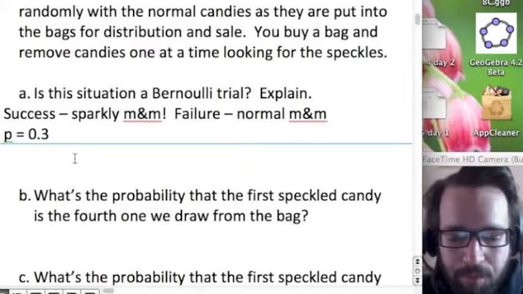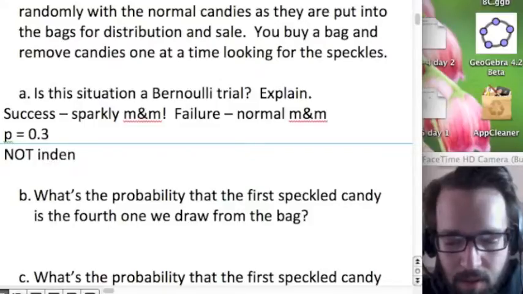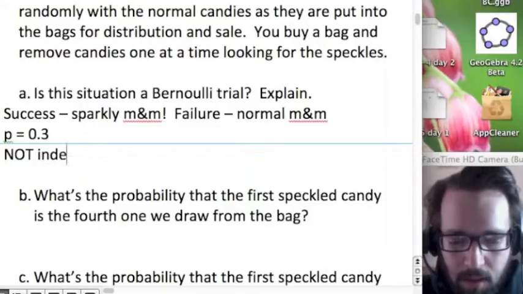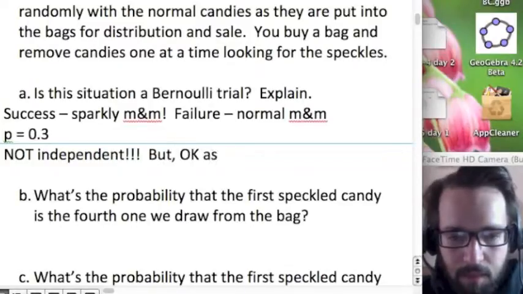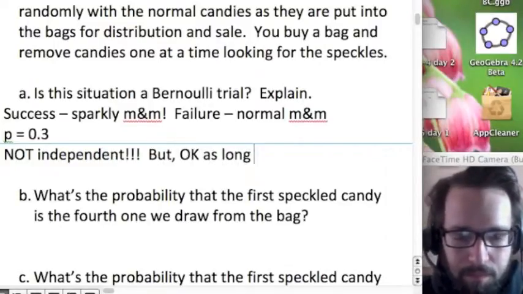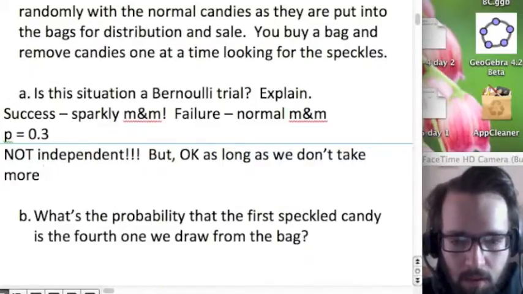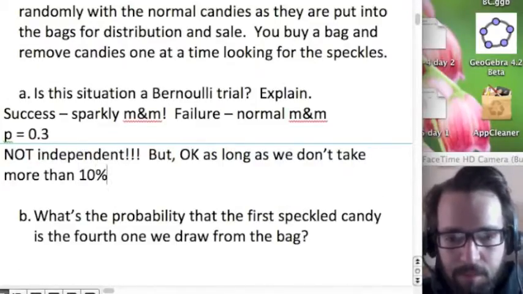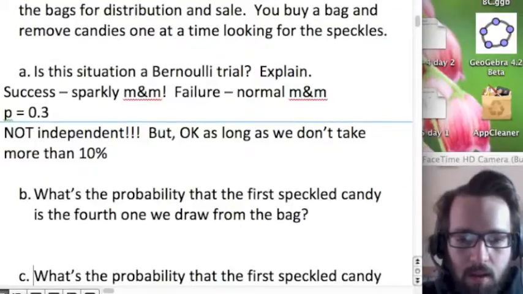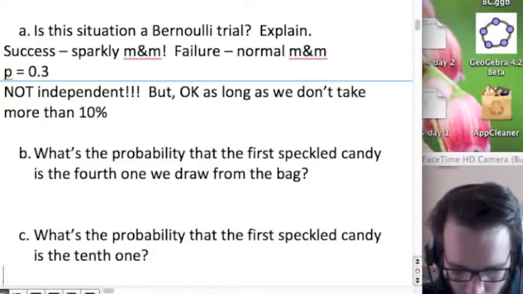Okay, so not independent, dependent. But okay, as long as we don't take more than 10%. Okay, good.